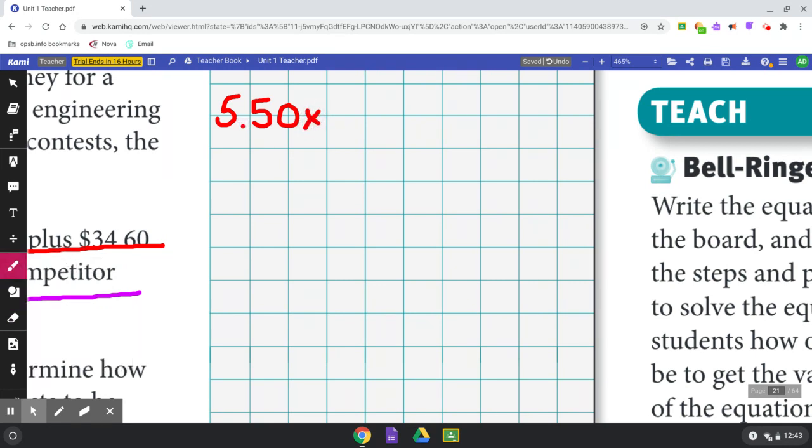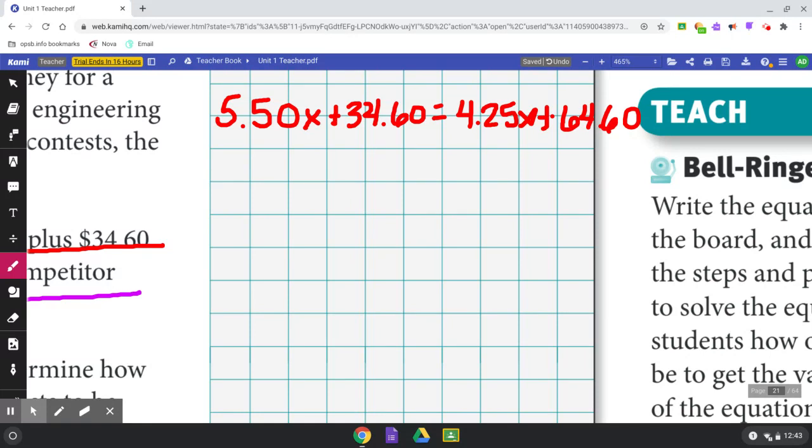550x plus 3460 equals 425x plus 6460. Barely made it. All right, so I have no like terms on the left side of the equal sign and no like terms on the right side of the equal sign.